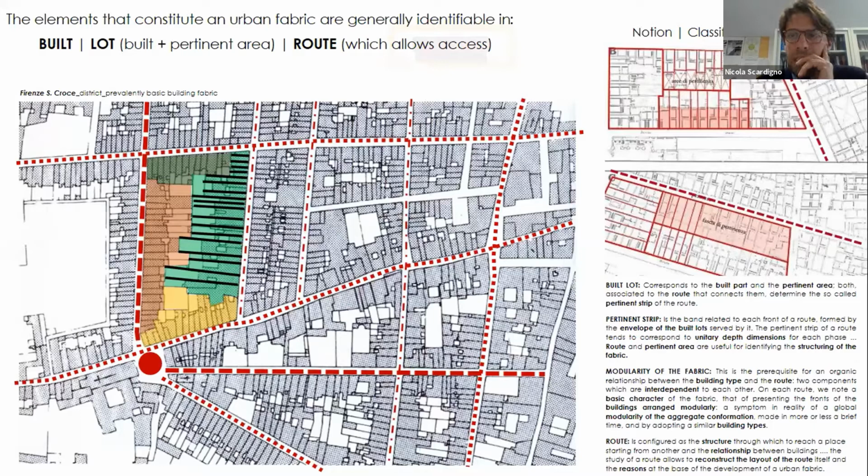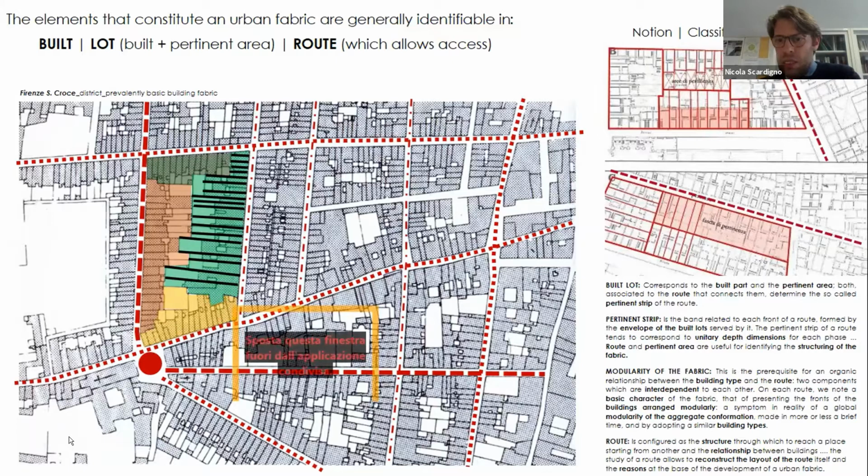Let's move now to identify those components that constitute an urban fabric. These are identifiable in the built part, the lot, which is constituted by the built part plus the pertinent area, so the empty area, and the route, which allows the connections. So these are the different elements that constitute a fabric.